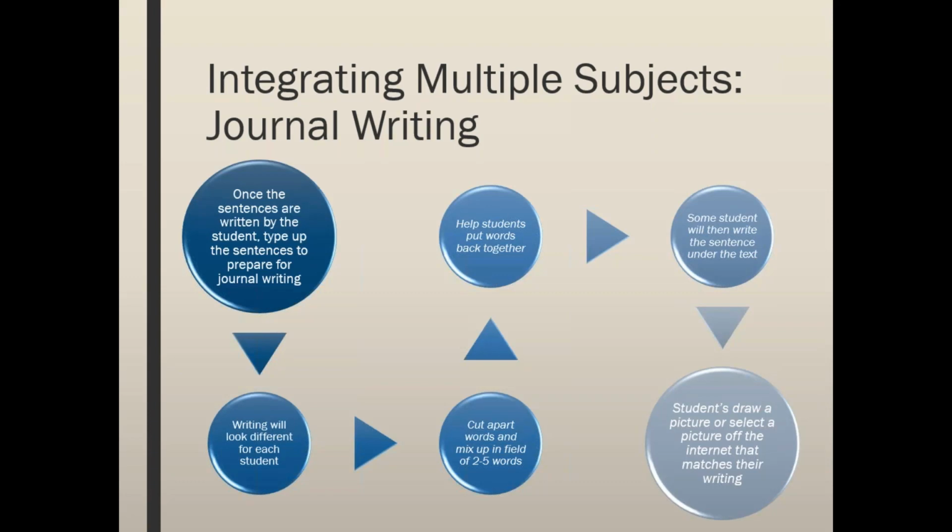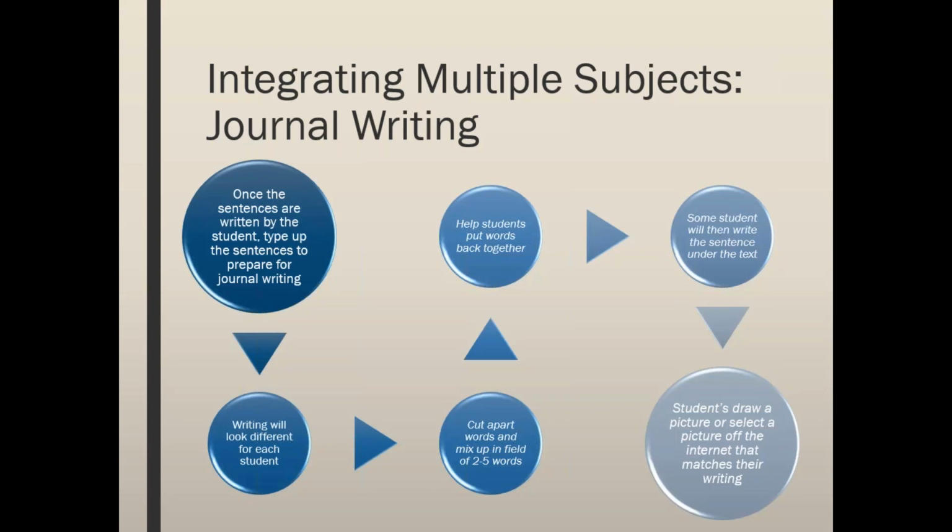So writing will look different for each student. There's so many different ways that you can write. You can use letter stamps. You can use pictures. You can use adaptive writing programs like PixWriter or BoardMaker. A lot of our students aren't pencil and paper writers, and that's okay. They can still have a writing journal they can share.